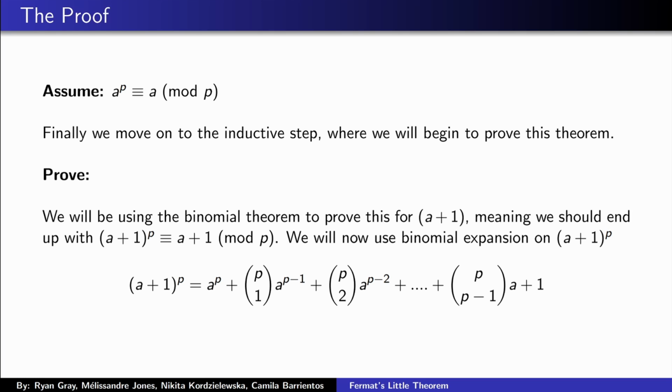Binomial expansion on (a+1)^p looks like a^p plus C(p,1) a^(p-1) plus C(p,2) a^(p-2) plus all the way up to C(p,p-1) a plus 1.